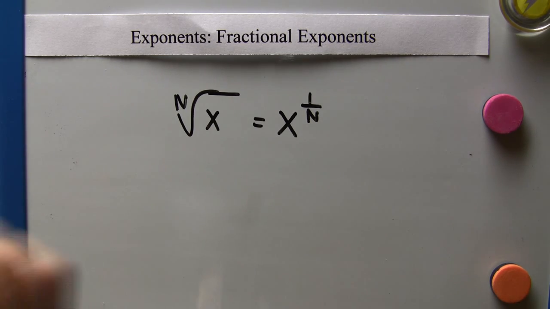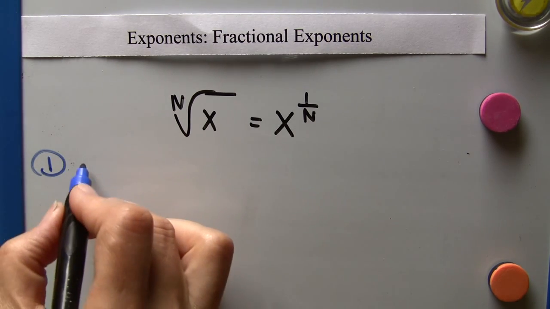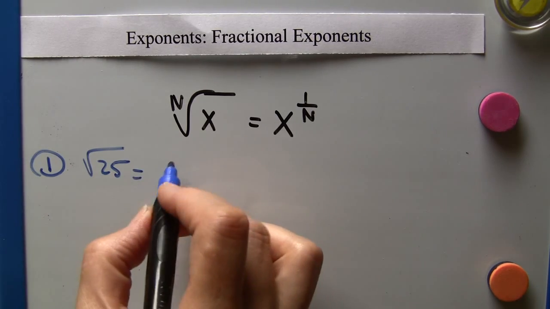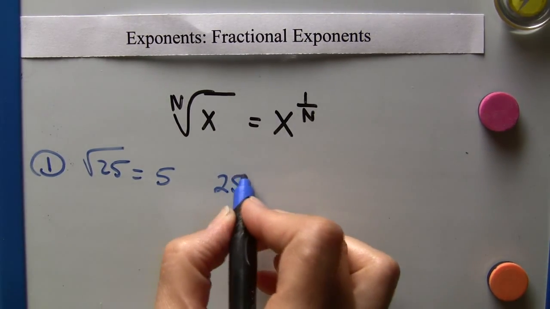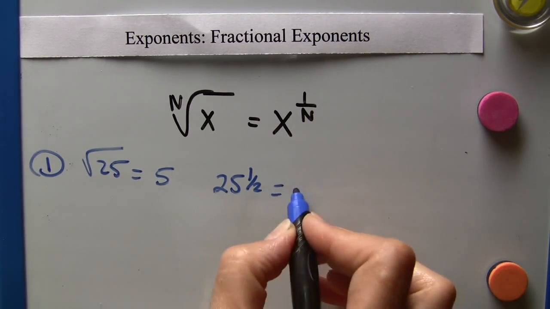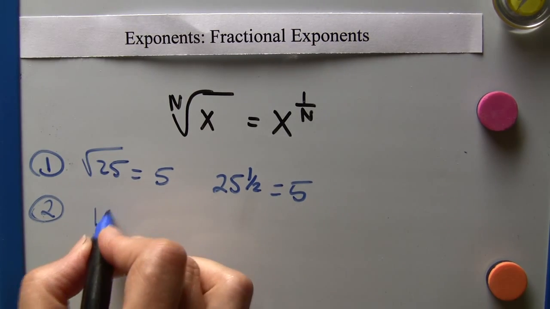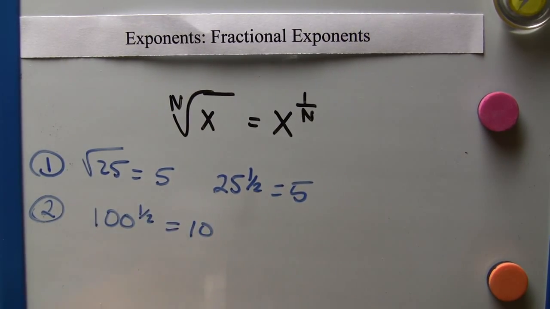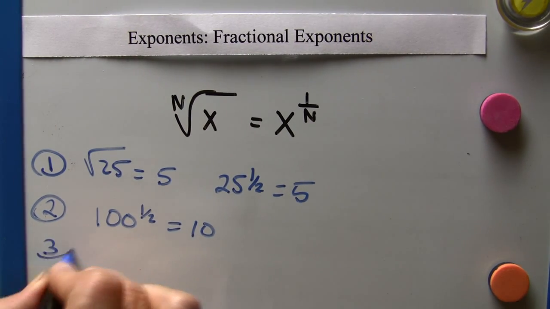Looking at our first example here, let's take the square root of 25. Well, we know that's 5. We could also write this as 25 to the 1/2. That equals 5. 100 to 1/2 is 10. It's the square root of 100. I think I can fit a third example in here.